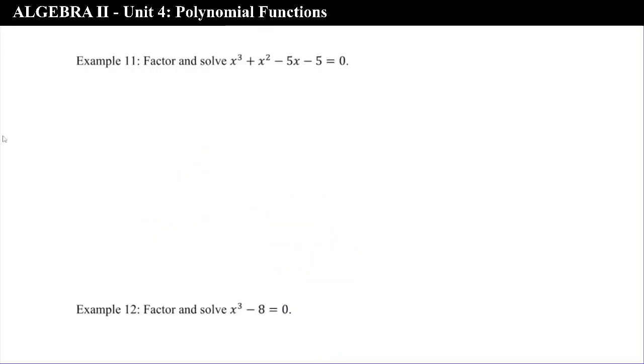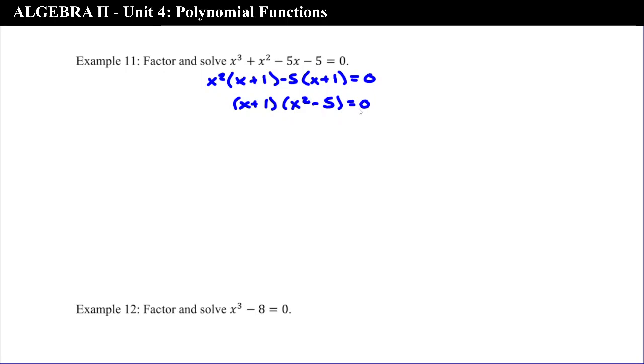All right, let's move on to example 11. Example 11, again, this is going to be a factoring by grouping situation. So we factor out the first 2 terms, an x squared. That leaves us with an x plus 1. We know we want an x plus 1 over here, so to make that happen, we're going to factor out a negative 5. And so that gives us x plus 1 times x squared minus 5 equals 0.